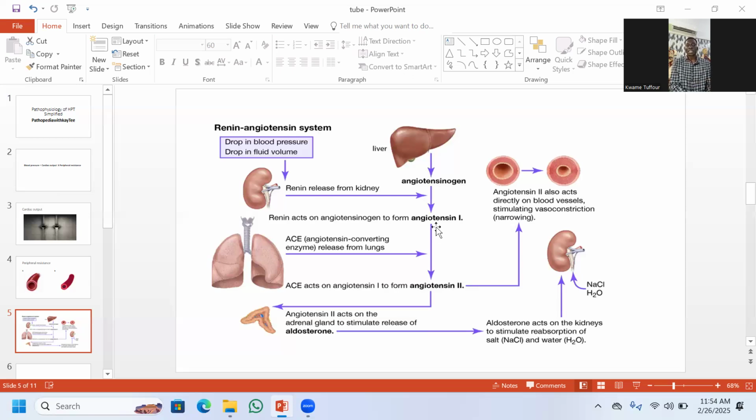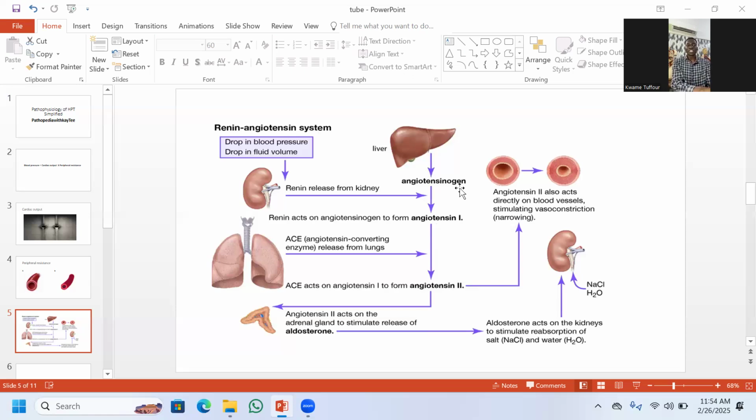Angiotensinogen is a plasma protein produced by the liver, but it is in inactive form. In medicine, whenever you see the word nogen, N-O-G-E-N, attached to anything, it means that thing is not active yet. Just like we have pepsinogen, meaning the inactive form of pepsin. So the same thing applies to this. The liver releases angiotensinogen, which is inactive.